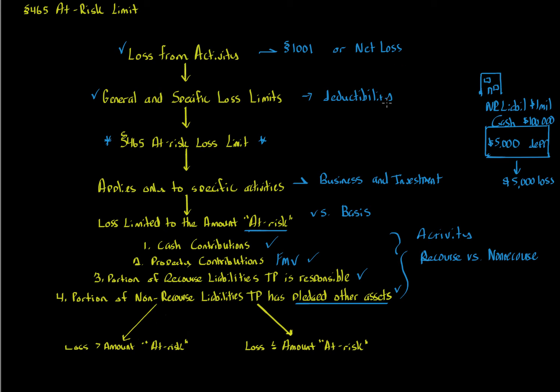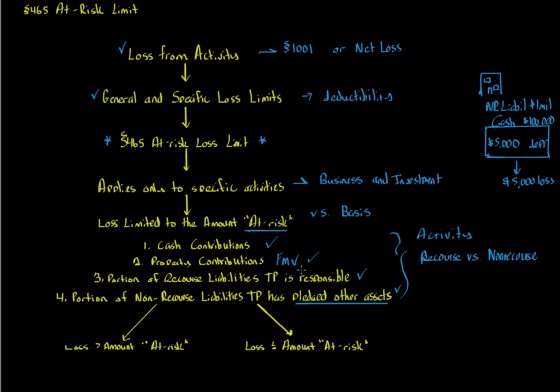It's a net loss. It's deductible under the general rules because this is a business activity, let's say, because this person is actively involved. And then we get to the at-risk limitations. So the amount at risk with respect to the taxpayer is the cash contribution, the property contributions, the portion of recourse liabilities, and the portion of non-recourse liabilities that are pledged as other assets. So we have the cash contributions of $100,000. We don't have any property contributions. That would be the taxpayer actually contributes property, and we use fair market value.